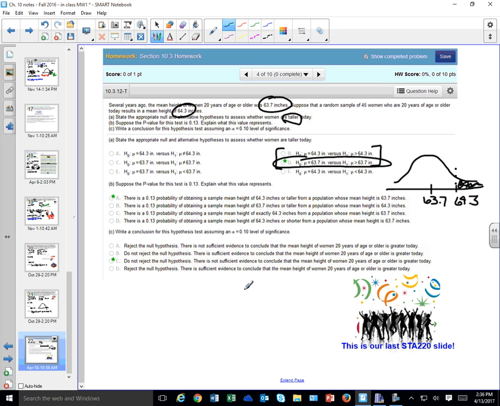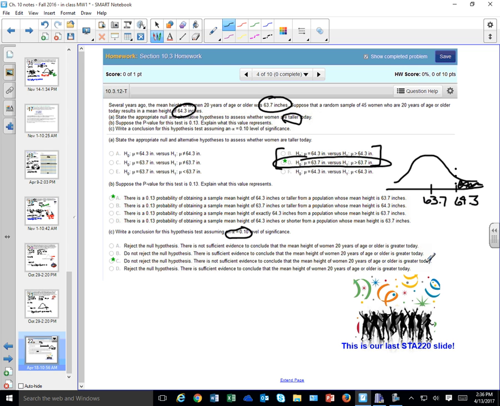So is that unusual? It's kind of unusual, but it's not really unusual, right? It's going to happen 13% of the time. We want to reject anything that's going to happen 10% of the time or less, right? So this one is not to that threshold. It's more than that. So we're not going to reject the null hypothesis. There wasn't sufficient evidence to conclude that the height is greater today. Now, is it possible that the height is greater today? Yes. But we don't have enough evidence here to say that there has been a change.